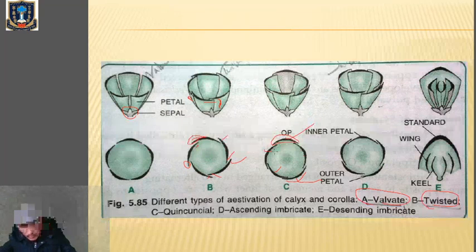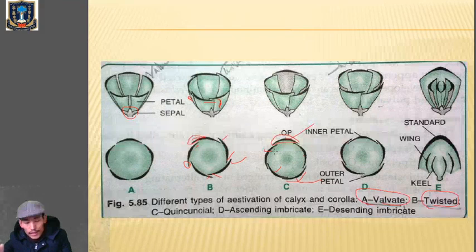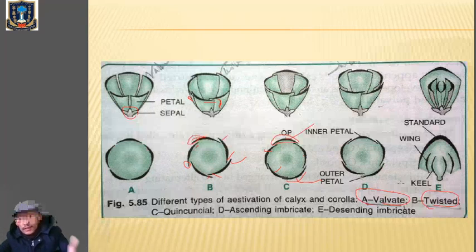Now let's go to the ascending imbricate estivation, where the posterior petal is overlapped by the two lateral ones, while they are overlapped by two anterior petals. So you can see over here, in case of the ascending imbricate estivation, this particular petal is being overlapped by the lateral petals. Clear?